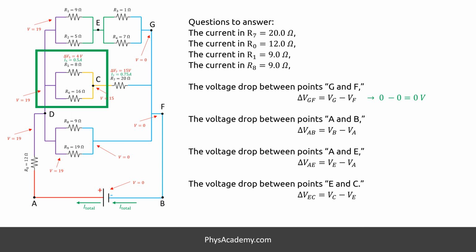The voltage drop across R5 and R6 is the same, and it is 4 volts, so the whole purple zone, including point D, is at 19 volts.